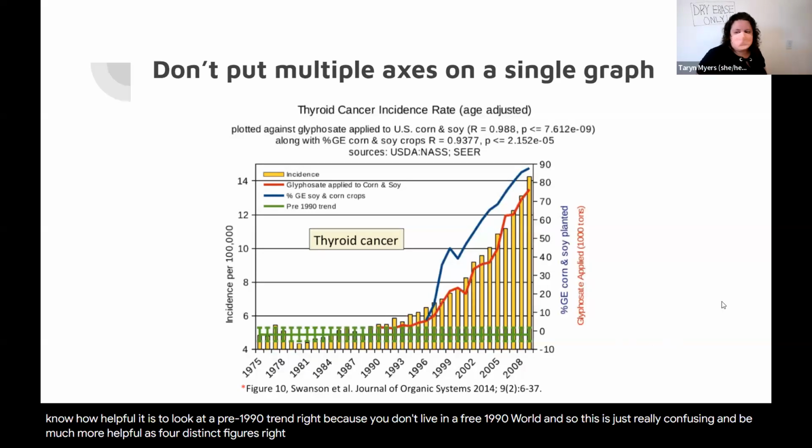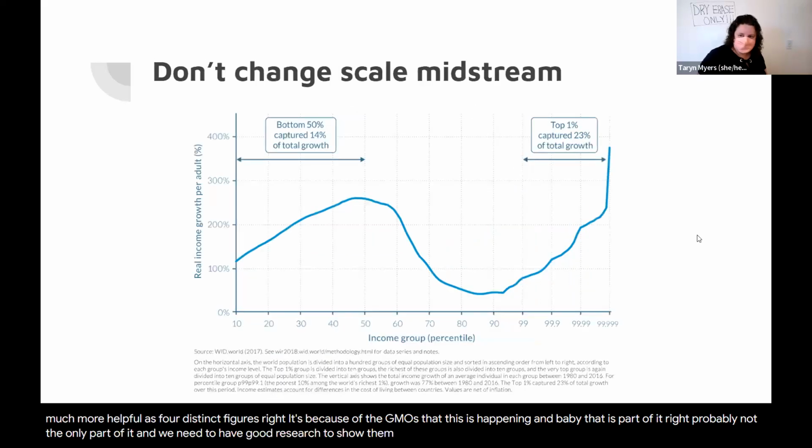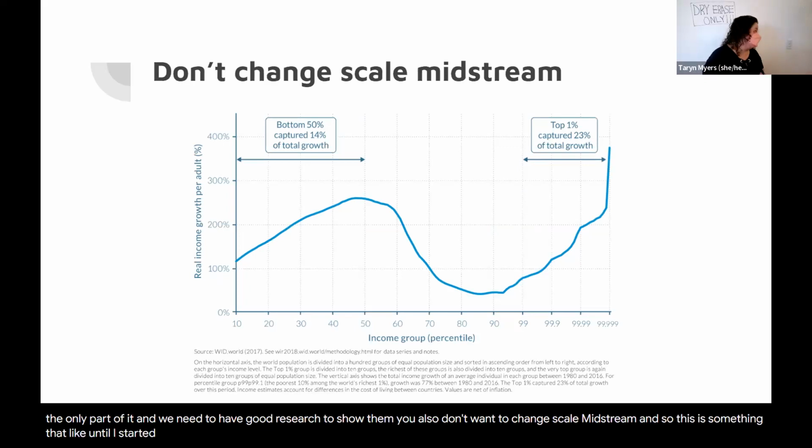What they're trying to do is say, oh, it's because of the GMOs that this is happening. And maybe that is part of it, right? Probably not the only part of it. And we need to have good research to show that. You also don't want to change scale midstream. And so this is something that, until I started teaching this class, I hadn't actually even seen.